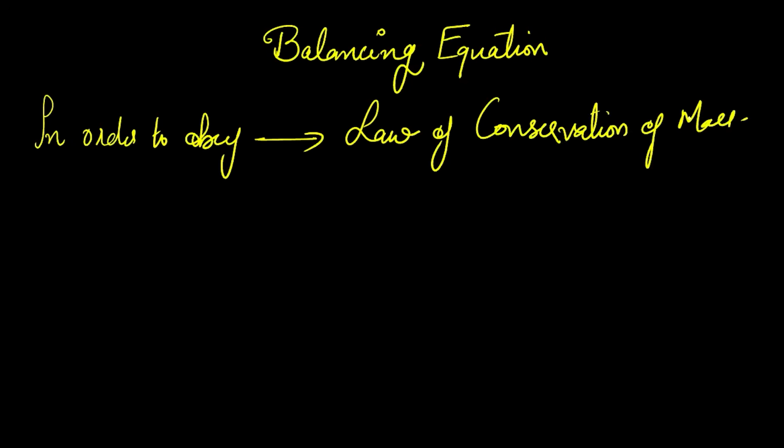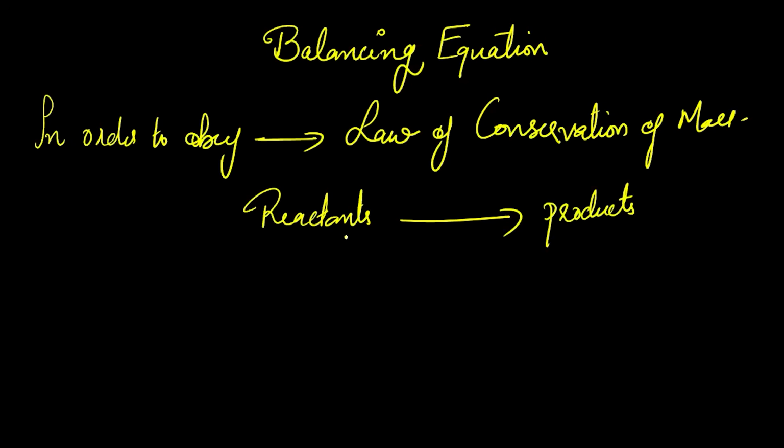Okay, that means we have the reactant side. And we know that reactants are converted to products in a chemical reaction, right? So these reactants and products should have equal mass. Then only will they obey the law of conservation of mass. So in order to balance a reaction, we must know how many reactants and products are on each side. Okay, so let us get started. We are going to start from the simple one first.